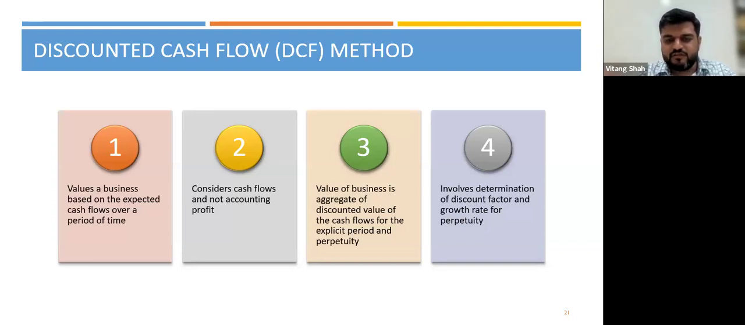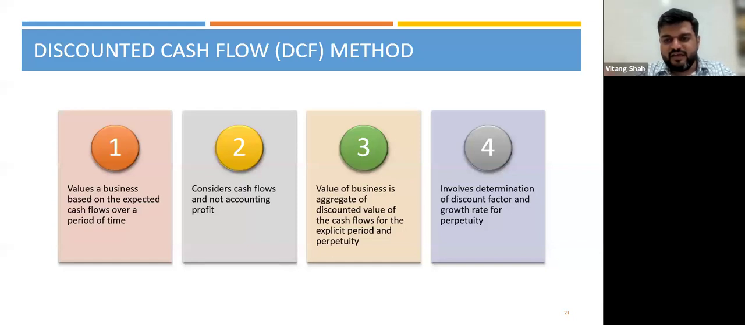And why do we discount the cash flows for each of the explicit and the perpetuity periods? It is because any value in the future is not equivalent to value today. So 100 rupees tomorrow is not necessarily 100 today. It has to be something lower than that. So how do you arrive at the value today? By using the discounting factor. How to determine the discounting factor will be covered gradually.